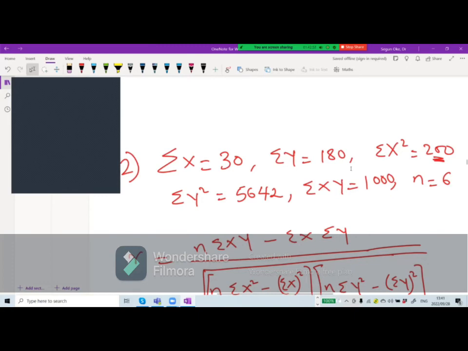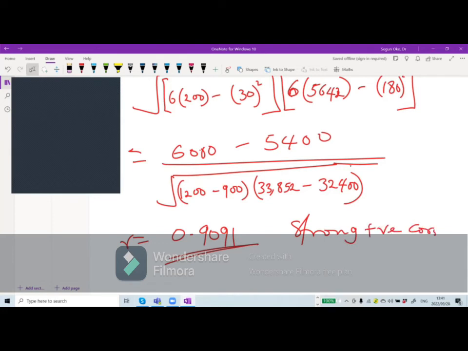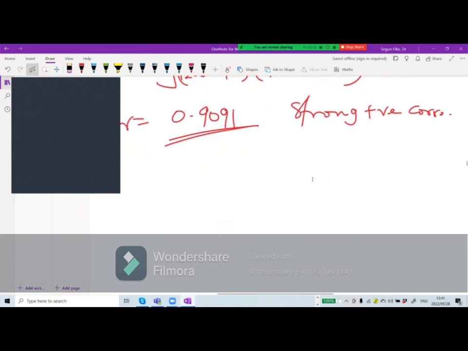Okay. I've seen the mistake I made. Is that summation y square? That is where I made the mistake. Okay. The final answer is this. Yes, sir. Correct. So it is a strong positive correlation. Okay. Let's quickly look at the example here before we call it a day.